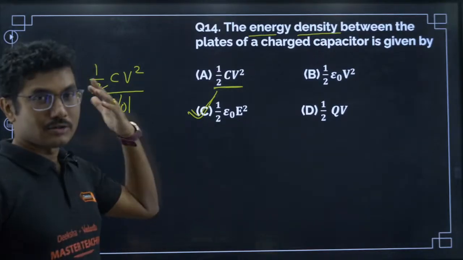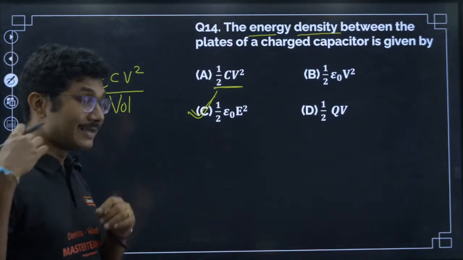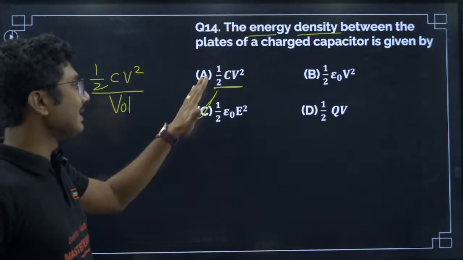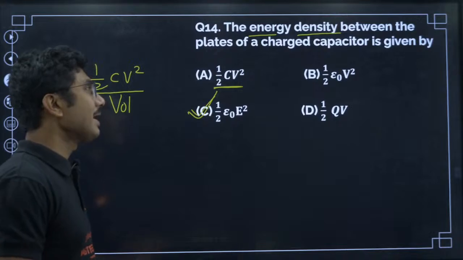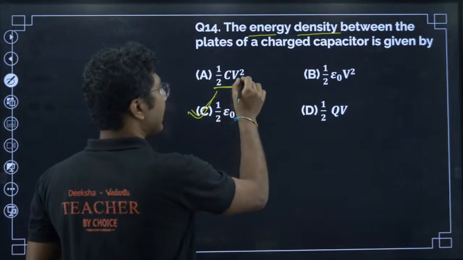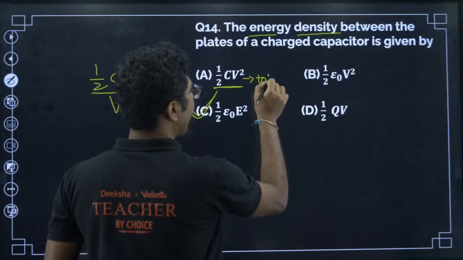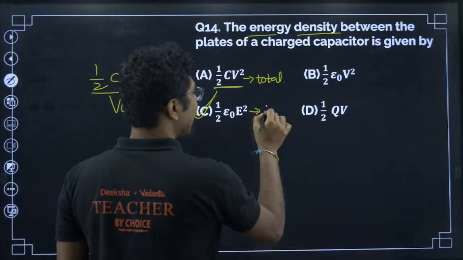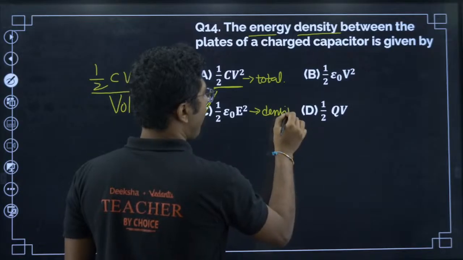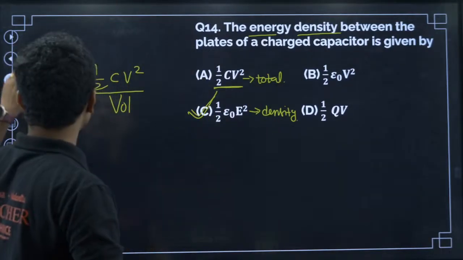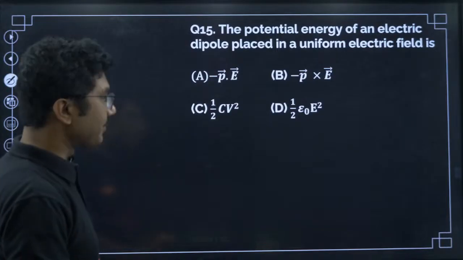Even though the derivation is not part of your syllabus, it is given in your NCERT textbook, you can go and check that out. Energy density is half epsilon naught E square, total energy stored is half CV square. This is the total energy stored, and this is density. Okay, so tomorrow is your exam and you have not prepared yet. Let's see the next question.